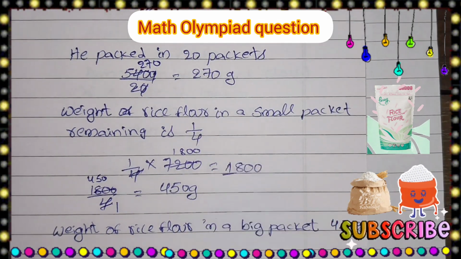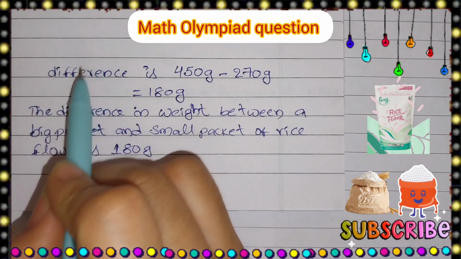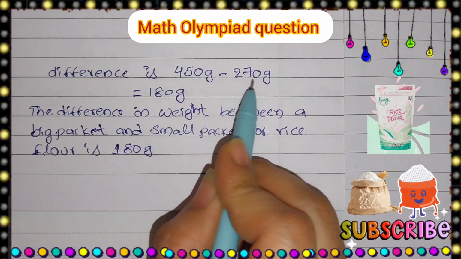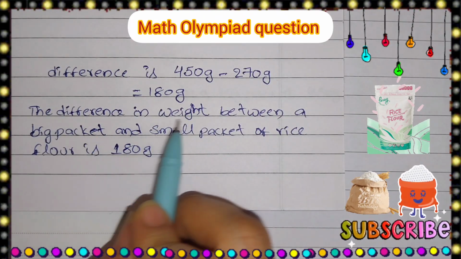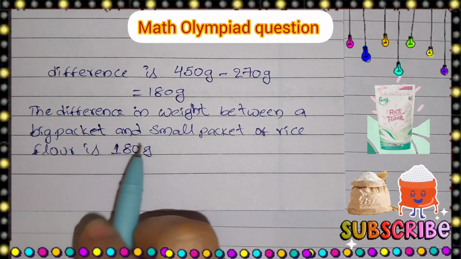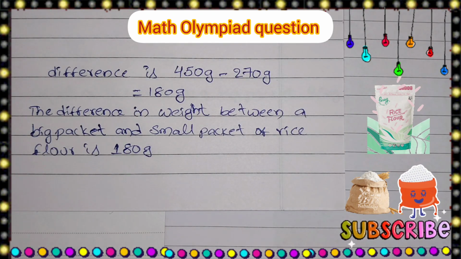Now we know the weight of rice flour in small packet and big packet. Now we are going to find the difference. Difference is 450 grams minus 270 grams equals 180 grams. The difference in weight between a big packet and small packet of rice flour is 180 grams.